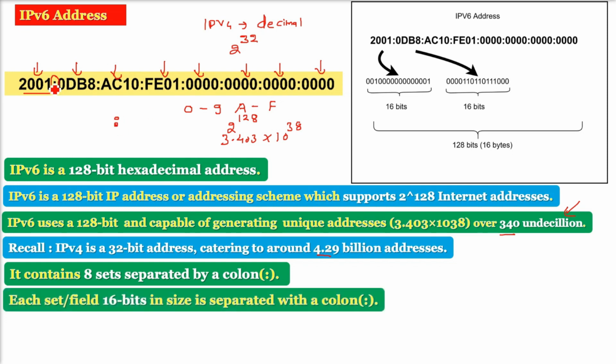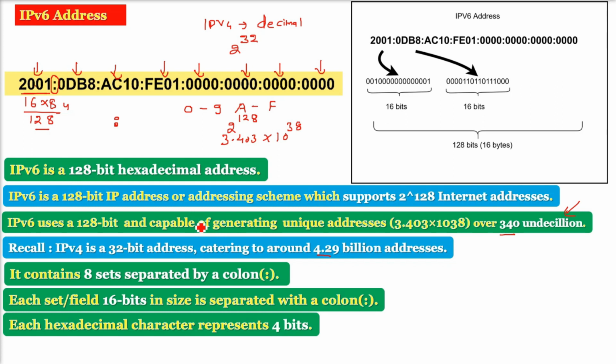Each set, field or group is 16-bit. How many are there? 8. 16 into 8 is what? 8 sixes are 48, 8 fours, carry 4, 8 ones are 8, 12. 128-bit has come from there. Hexadecimal I already told you, and each hexadecimal character is representing 4 bits.